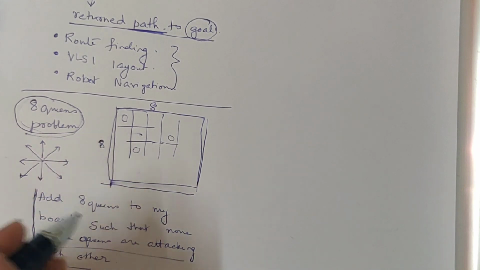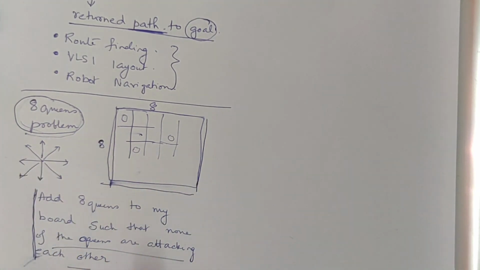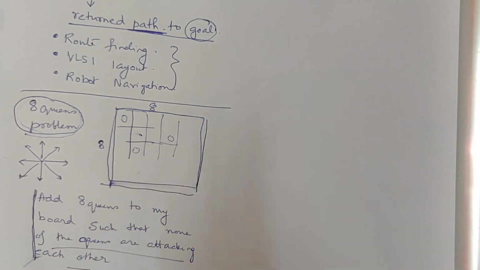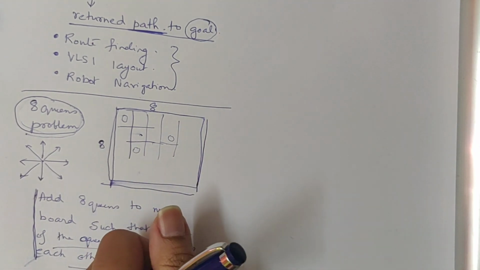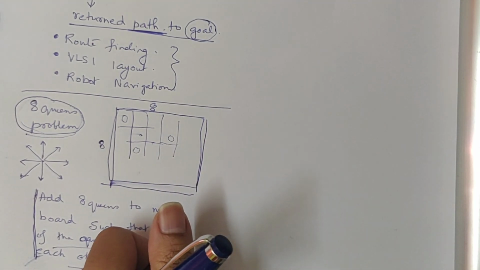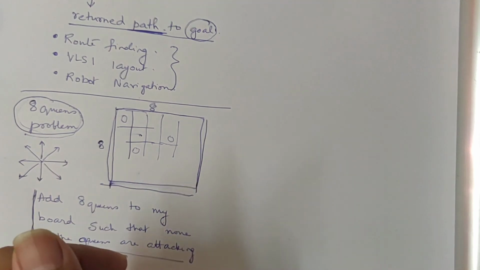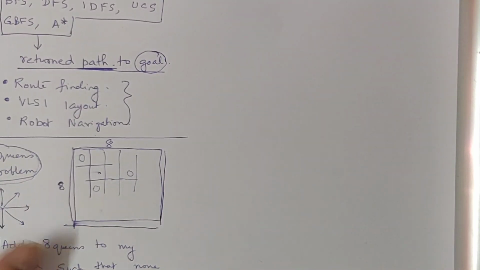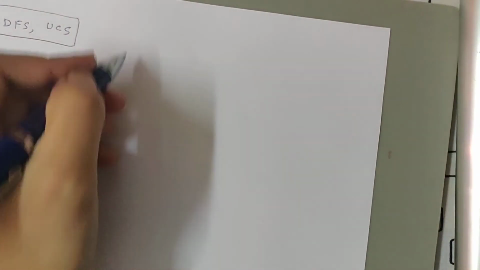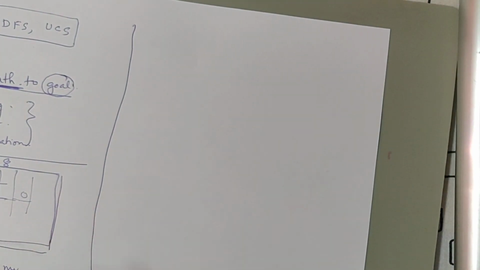So I do not require the path to the goal. Rather, the goal itself is my solution. Only the ultimate solution is important. This is one toy problem. I will give you one real life problem in which these things are applied. Actually, these things are applied in a whole lot of problems.